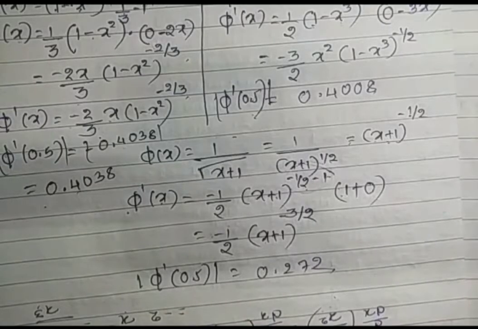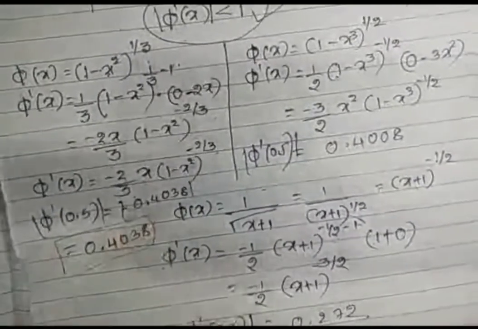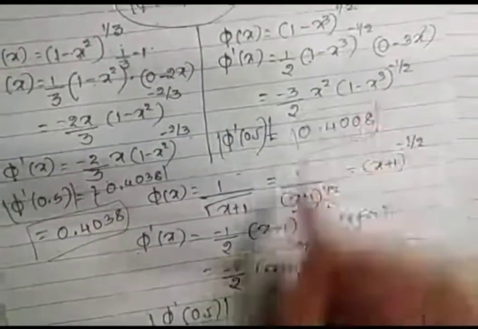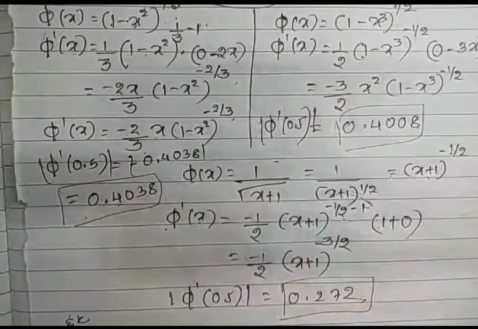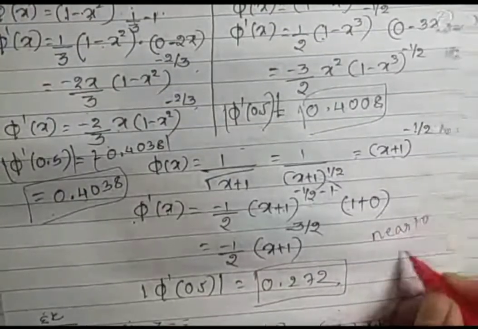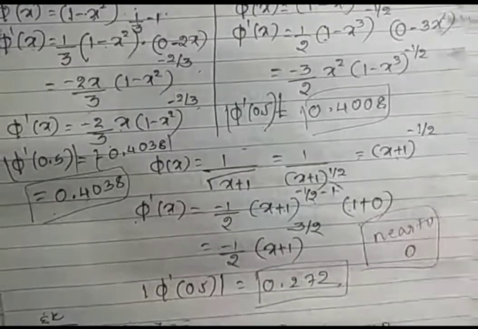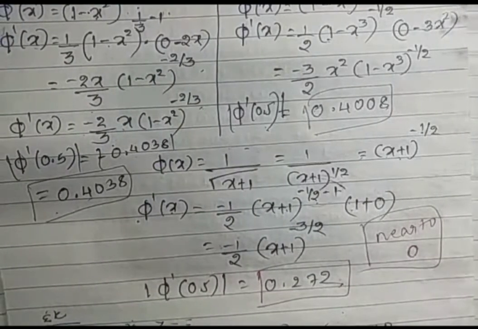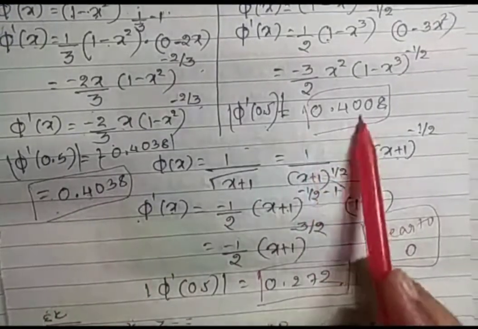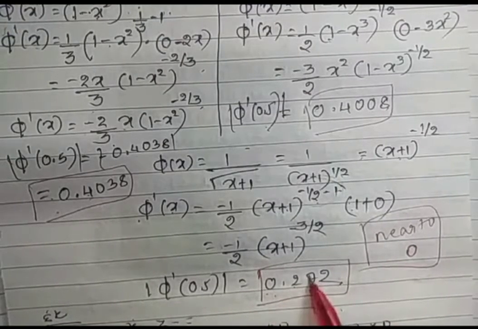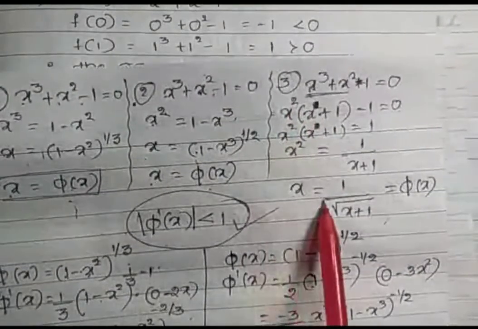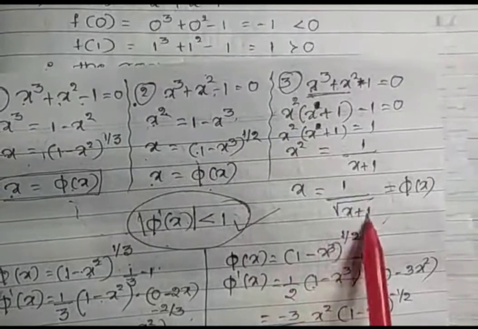So you can observe here, for the first case, this is the answer. For the second case, this is the answer, and for the third case, this one is the answer. Now out of these three, which one do we have to consider for further simplification? The value which is near to 0. That value we need to consider. 0.40, 0.40, and here it is 0.2. So which one is near to 0? 0.2. And this 0.2 is for the third case, that is x is equal to 1 divided by square root of x plus 1.